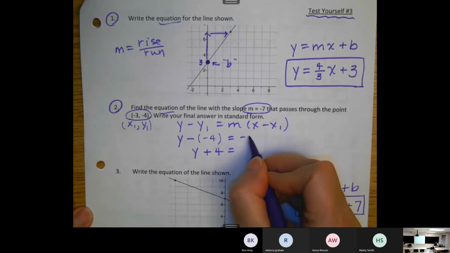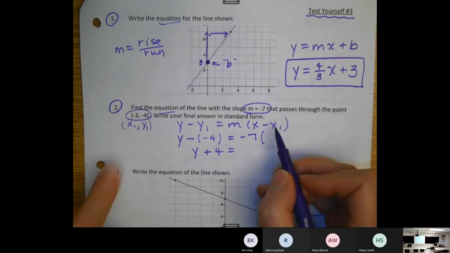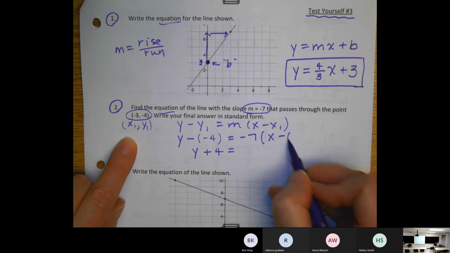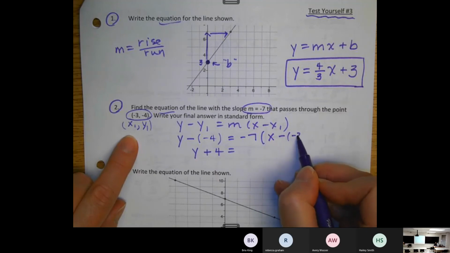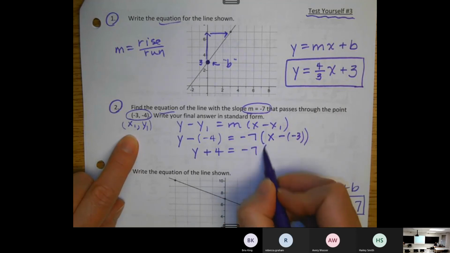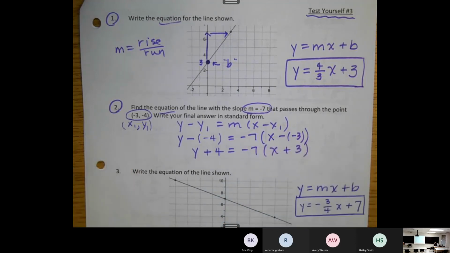On the other side then, we'll start with the negative 7. And inside the parentheses, keep the x and keep the minus. And notice the x1 is also a negative, so we'll have x minus negative 3. We'll want to change that double negative to a positive, so x plus 3 is what we end up with in the parentheses. Anybody need a little help getting started on that one? Do you have an answer for us, Austin?